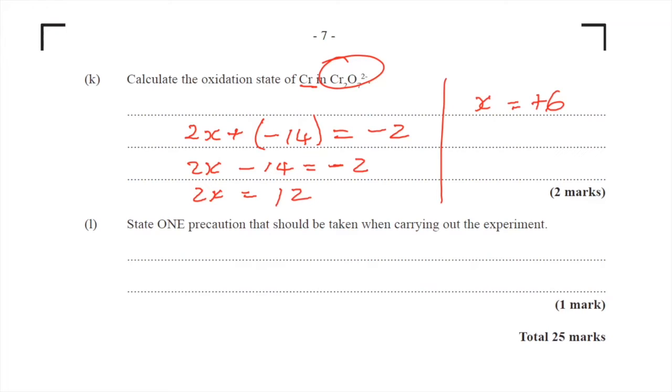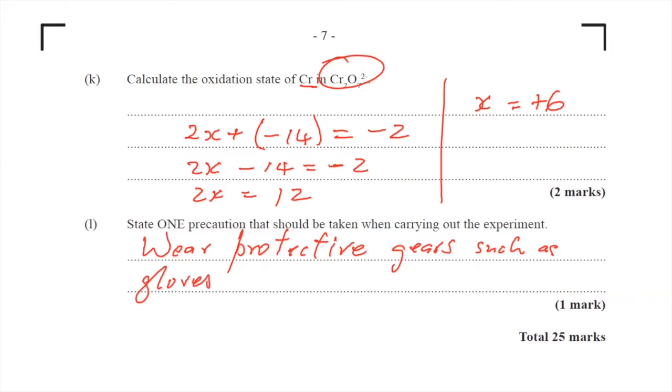And part L for the 1 mark. State 1 precaution that should be taken when carrying out the experiment. Of course, we will wear protective gear, such as our gloves and or goggles. Another one, care should be taken when working with acid. All right, and that would give us full marks, 25 marks.